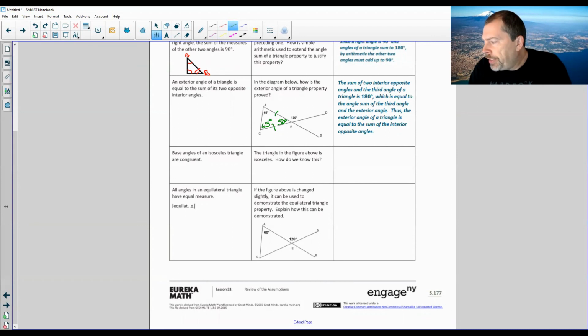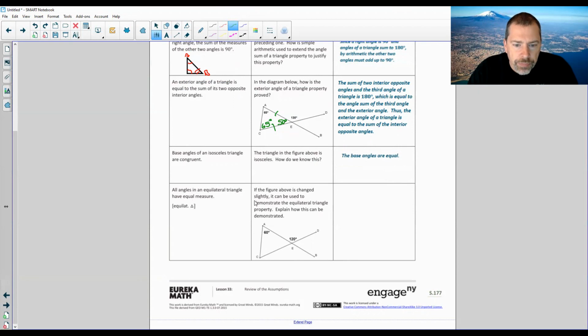So we would say what I just said, base angles are congruent, or the base angles are equal in measure. All right, all angles in an equilateral triangle have equal measure.